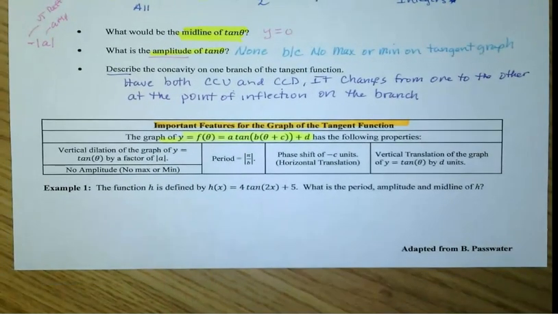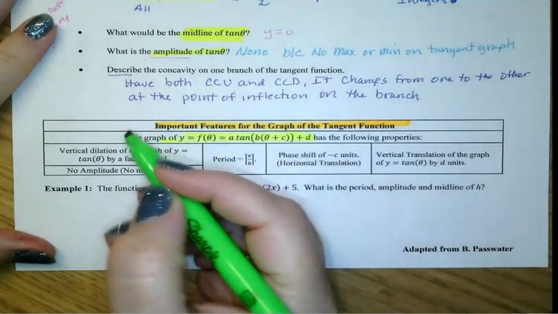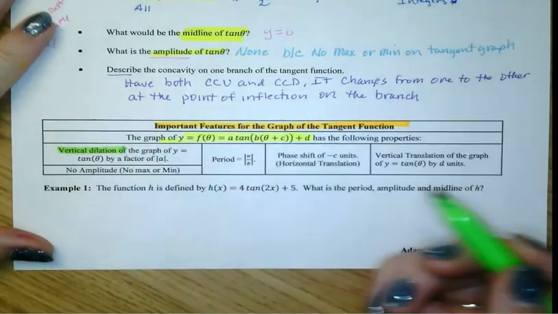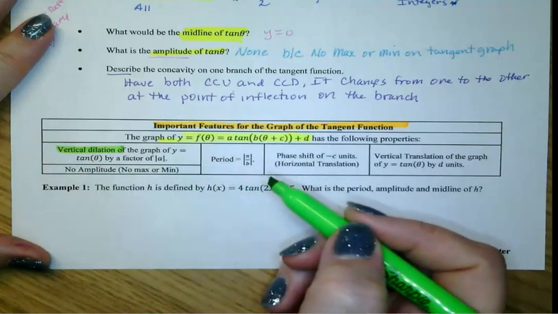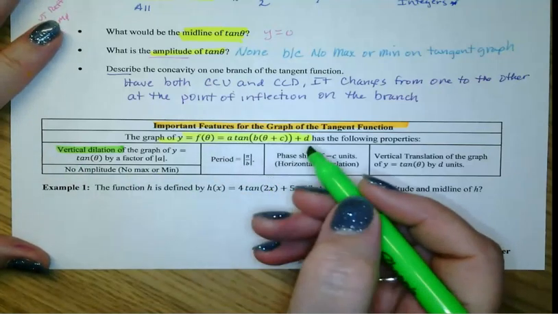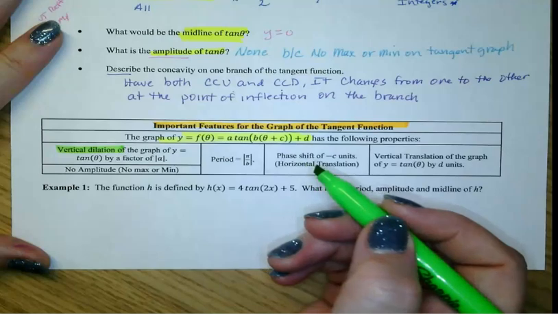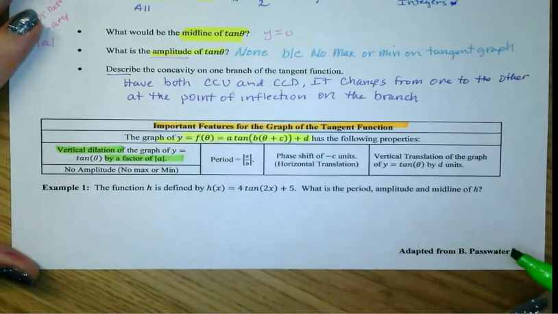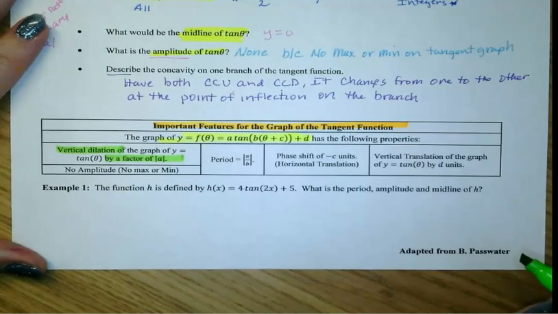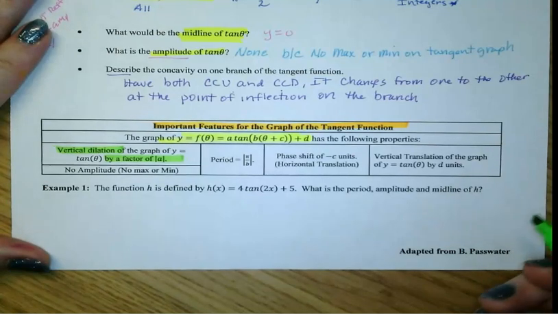So let's recap and look at the things that are true about the tangent graph. So we know that we can have vertical dilations for the tangent function. So of the graph y equals tangent theta, it's going to be by a factor of A, because remember when we talk about the negatives on A, we're talking about not the vertical dilation, but the vertical reflection over the x-axis. So those are two separate things.